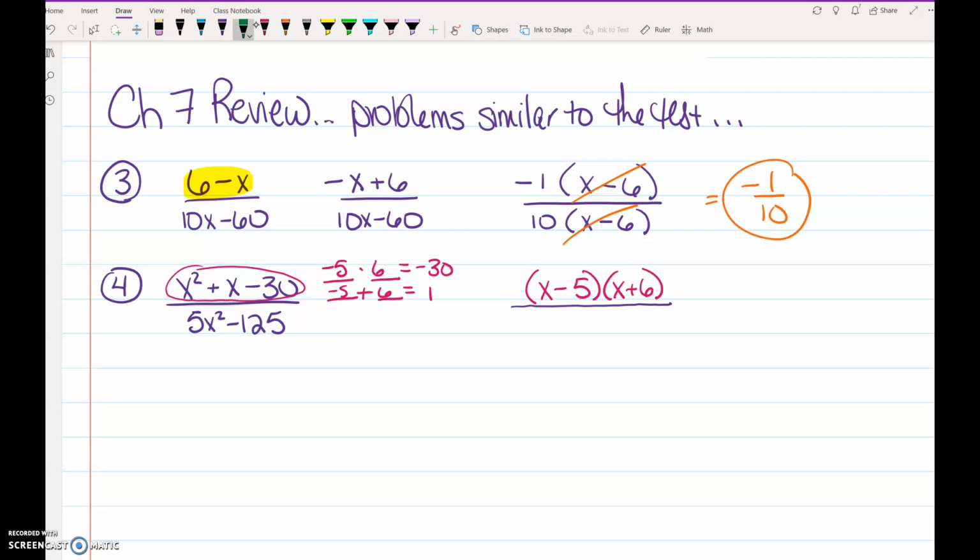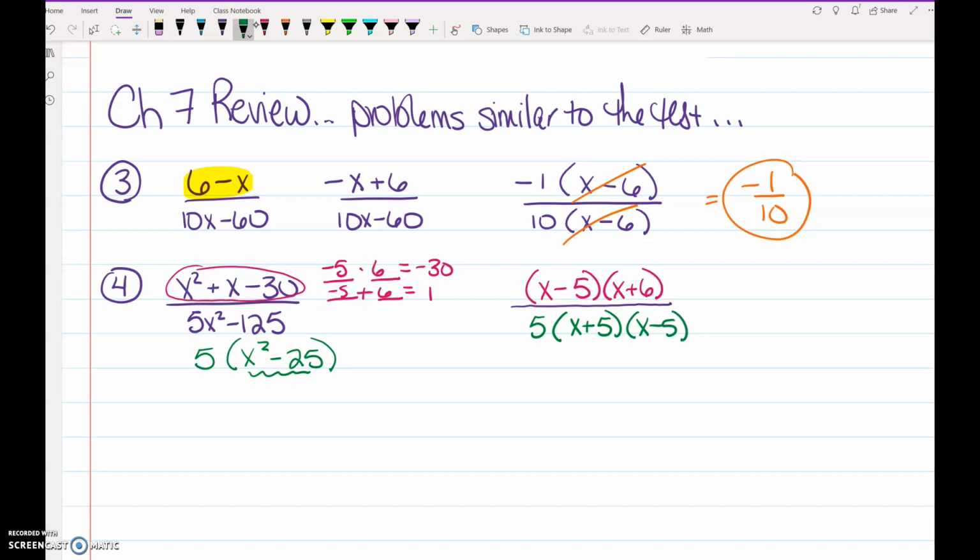5x squared and negative 125 have 5 in common. And then, do you remember how to factor x squared minus 25? That's the difference of two squares. It factors into x plus 5, x minus 5.